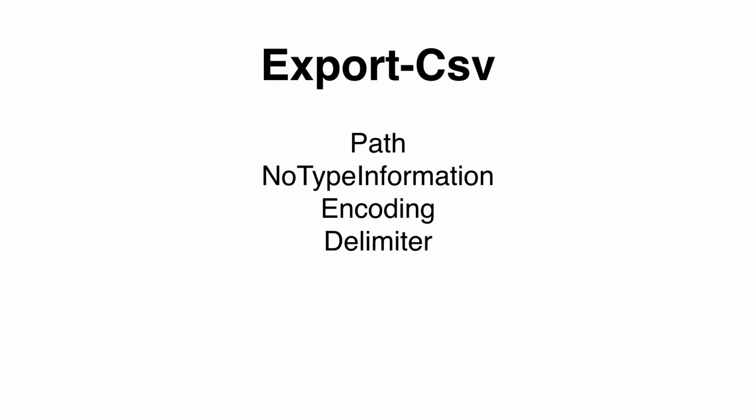If we need to export information to a CSV file, we can do so by using the Export-Csv commandlet. This commandlet has these parameters that are very helpful: the Path, NoTypeInformation, the Encoding, the Delimiter, UseCulture, Append, and Force.